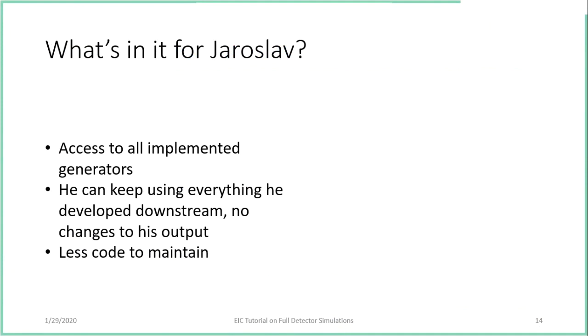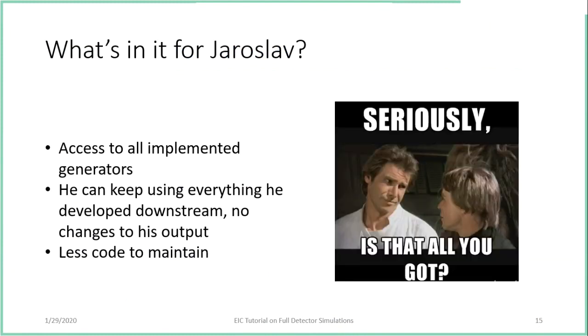Because as you saw, we basically open his root file. His stuff puts into the root file whatever he puts in there. So he doesn't have to change his downstream analysis, because there are no changes to what he's actually writing out. And there's less code to maintain. It's the G4 manager, the messenger, and the input generator. But seriously, is that a good reason? If somebody gives me this and tells me I have to change my code, I would say that doesn't sound very reasonable.